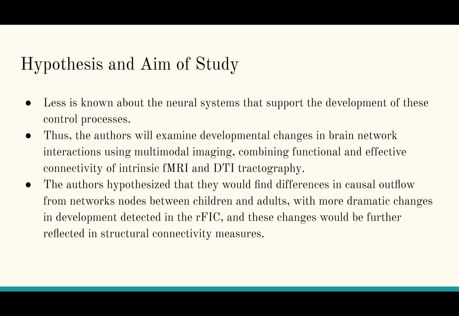This study is going to be looking at things from a little different perspective. The authors hypothesized that they would find differences in causal outflow from network nodes between children and adults, with more dramatic changes in development detected in the RFIC node that we discussed earlier. And these changes would be further reflected in the structural connectivity measures. One thing important to note is that the primary aim of the current study is not simply to link the statistical relations between functional and structural connectivity across large numbers of brain regions of interest. It's to examine the developmental differences in the configuration and connectivity of these core neurocognitive networks.